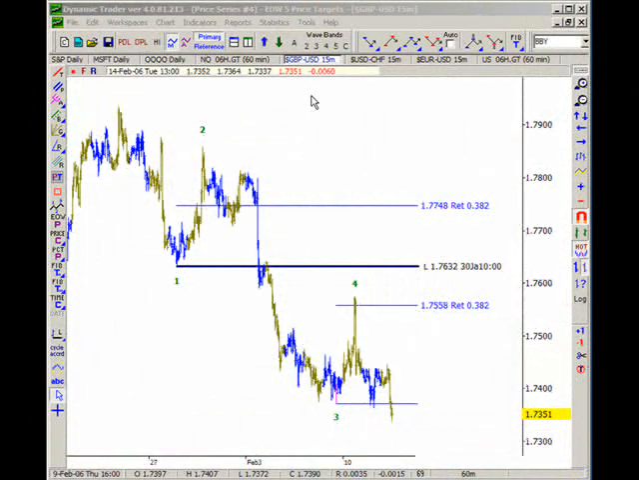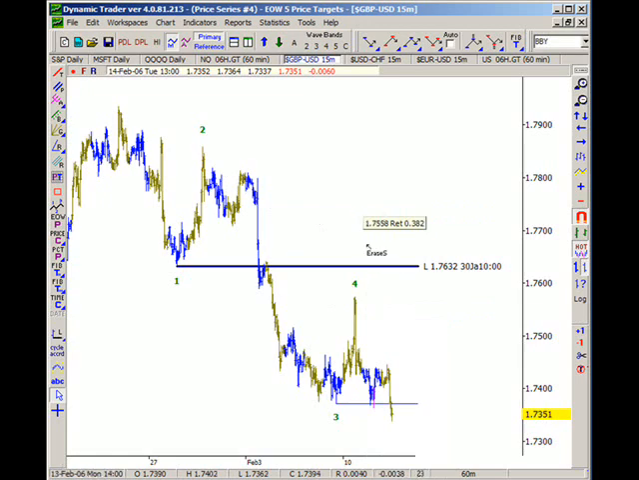This is the 15-minute data for the British pound versus the US dollar. As of the last bar in the chart, we have a possible 1, 2, 3, 4. It's met all the conditions for probable 4 sections or 4 waves. Both the 2 and the 4 have made at least 38% retracements. The market hasn't traded into the range of wave 1. So the conditions are in place.